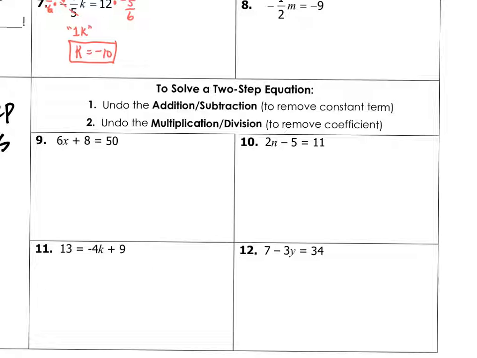For a 2-step equation, those are the equations that require 2 steps to get the variable by itself. You'll always undo the constant first by using addition and subtraction. Your constant term is just the number with no variable, and that usually gets unraveled first by zeroing it out with adding or subtracting. Second, you undo the multiplication and division. That's helping you remove the coefficient. The coefficient is the number in front of the variable, the number multiplying or dividing with the variable.